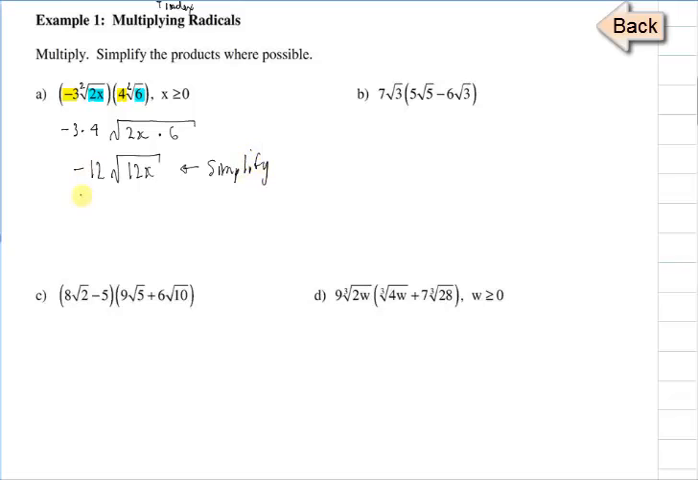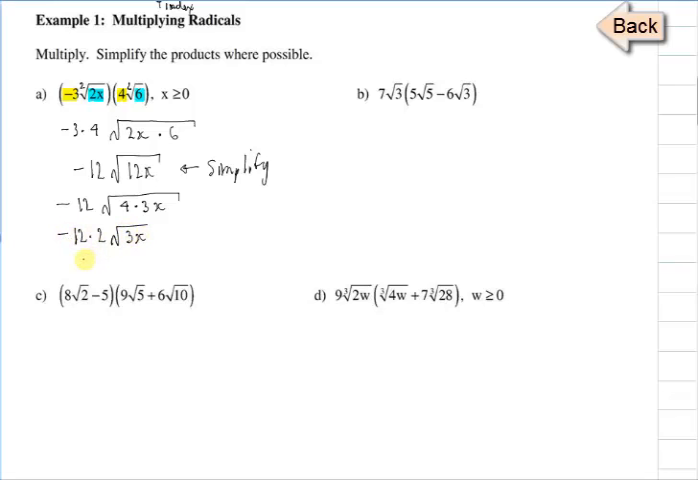Now, 12x is not simplified, so we are going to simplify here. And I'm going to use the perfect square method. The largest perfect square that fits into 12 is 4. And you multiply that by 3 to get the 12, and then you have the x. And you can take the square root of 4, which is 2, and we are going to take that 2 and multiply it by the negative 12. And what is remaining inside the radical sign is 3x.